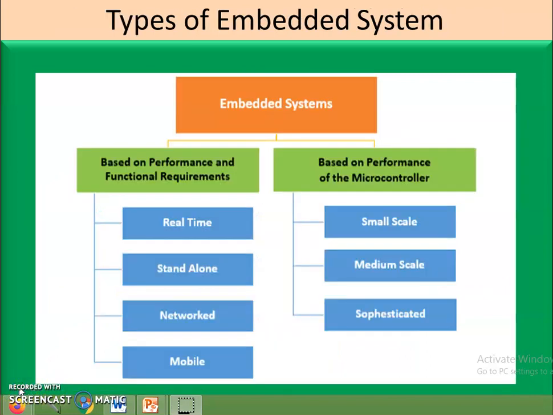Next topic is types of embedded system. Based on parameters, embedded systems can be classified into two broad categories. On the basis of performance and functional requirement, they are categorized as real-time embedded system, standalone embedded system, network embedded system, mobile embedded system. On the basis of performance of microcontroller, they are categorized as small-scale embedded system, medium-scale embedded system, sophisticated embedded system.